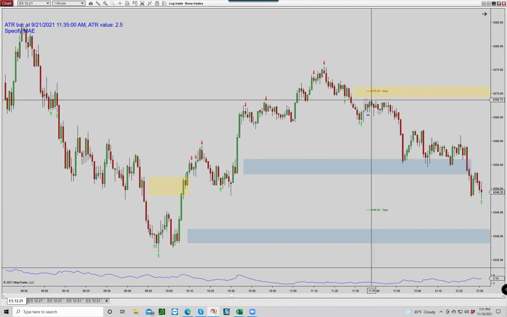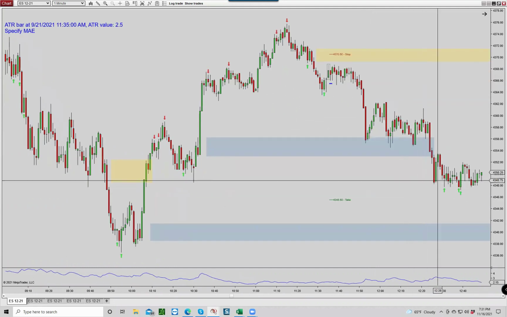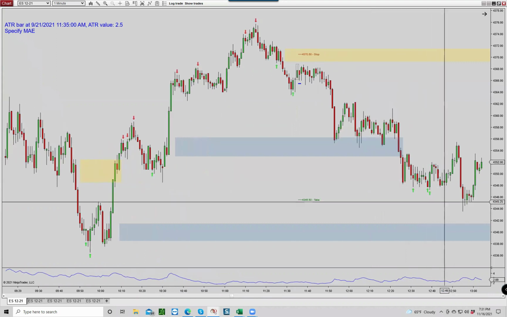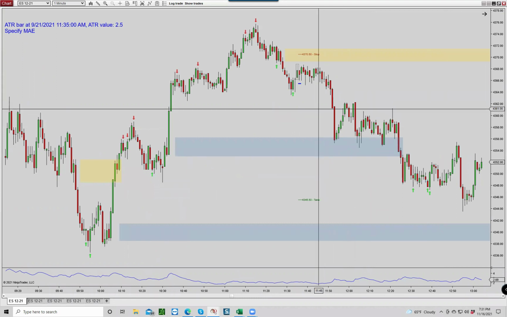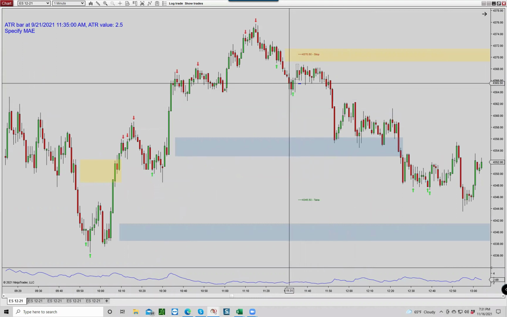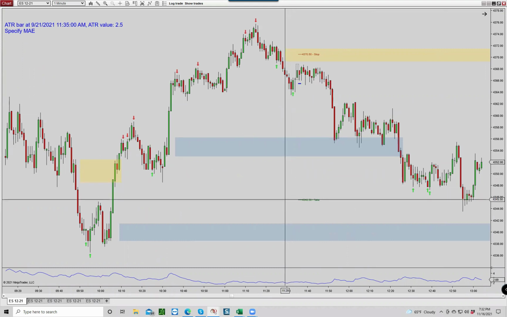So again, this is my first setup here. I come into the zone and then price keeps going sideways. And there we go. I'm out. So we're done with this trade. Now look at this trade, guys. My entry, 65.50. My exit is 45.50.